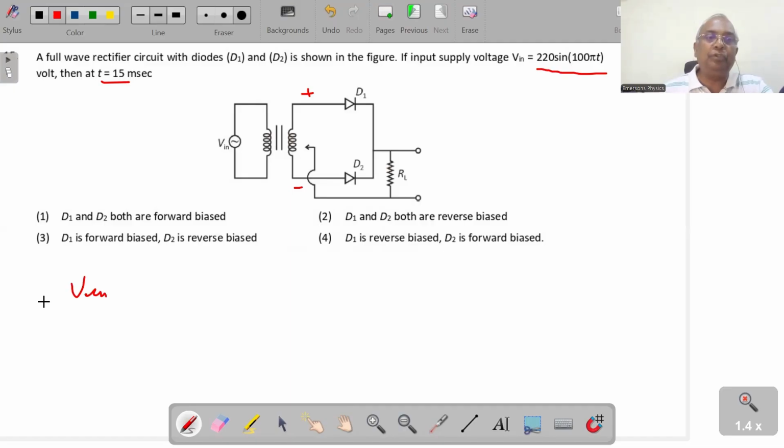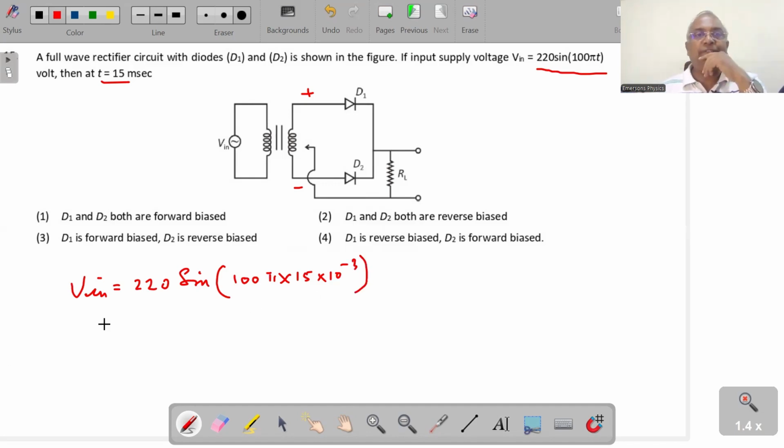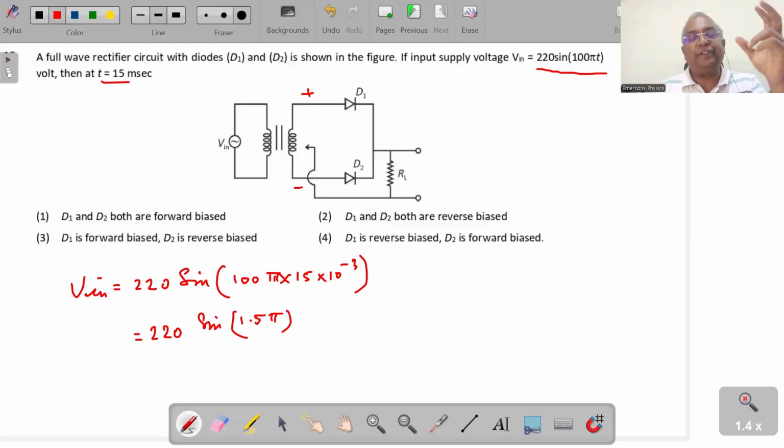V input is equal to 220 sin(100 pi t), where t is 15 into 10 to the power of minus 3, because it is in milliseconds. When we substitute this value in the input voltage, 220 sin, 100 pi times 15 into 10 to the power of minus 3 gives 1.5 pi.